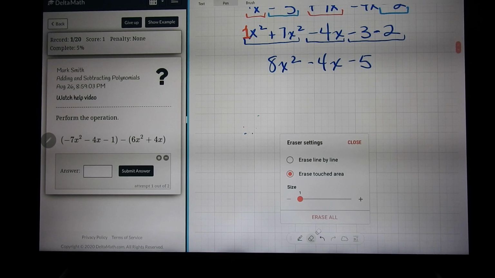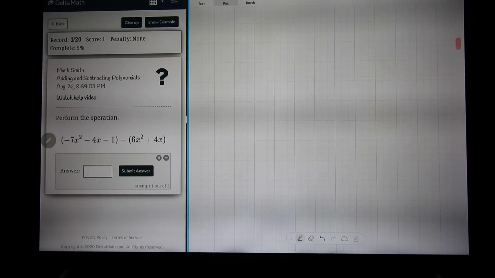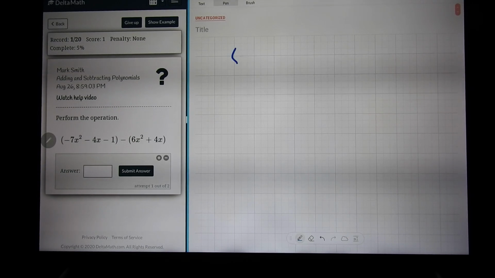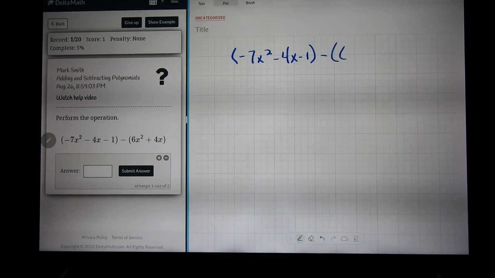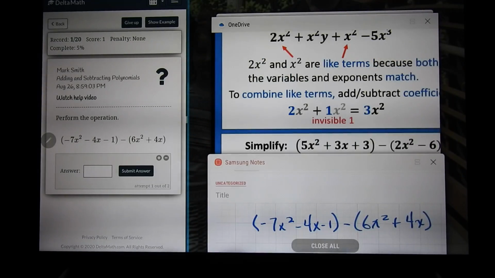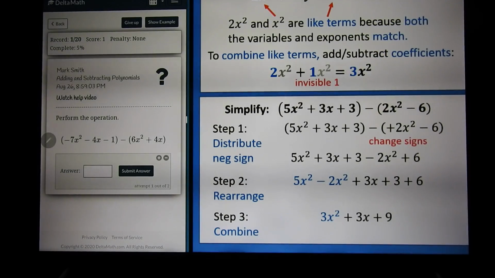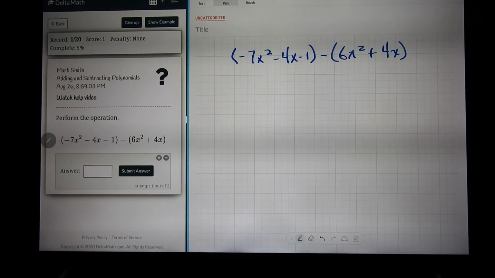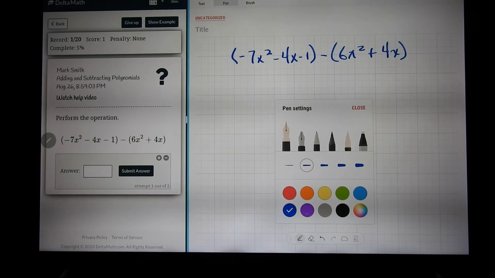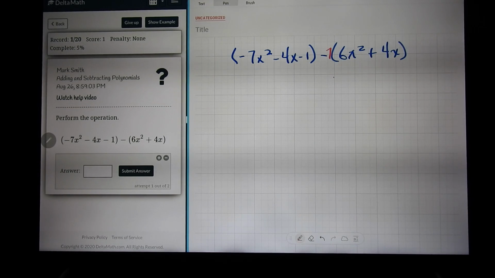This is similar to the problem we just did, except they've already written it out for us. 7x squared minus 4x minus 1 minus 6x squared plus 4x. Again, step number 1, we're going to distribute the negative. That's our first step. I encourage you to use the class notes all the time when you are doing this. I remember this is a negative 1, so we're really multiplying by negative 1. So negative 1 times 6 is negative 6x squared, and negative 1 times 4 is negative 4x.